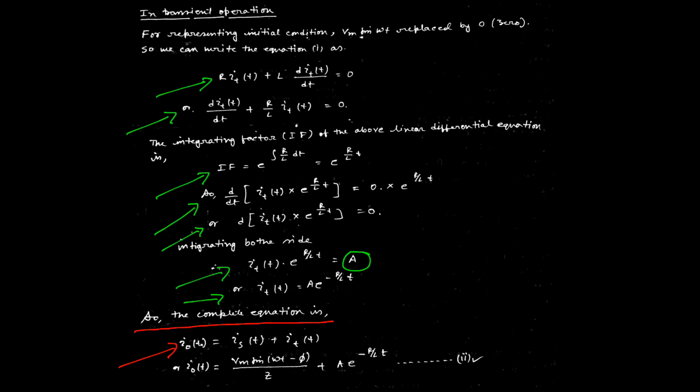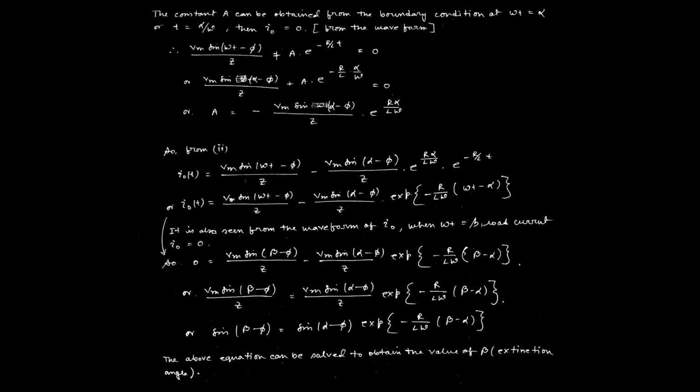Now we are going to find the integrating constant, that is A. First we should understand the boundary condition, and that should be taken from the waveforms. The constant A can be obtained from the boundary condition at omega t equal to alpha.